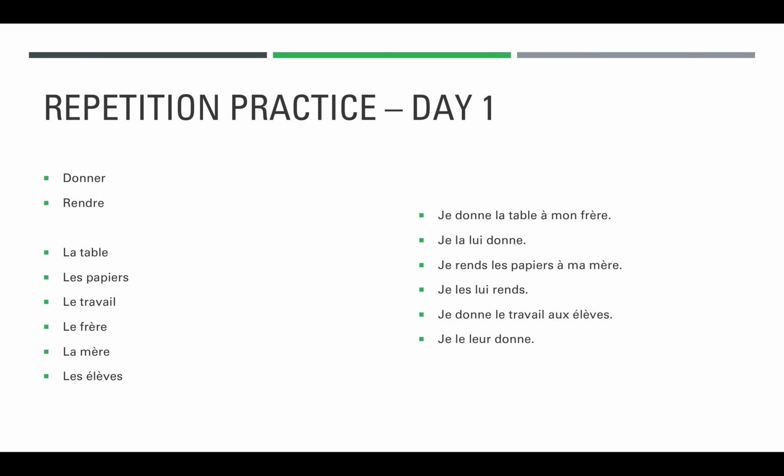I have picked verbs that you already know. Donner, to give, rendre, to give back. And then we've got real simple vocab that you know. La table, les papiers, le travail, le frère, la mère, les élèves. Making sure you're using that definite article. So, je donne la table à mon frère is what you would start with. Je la lui donne. Je rends les papiers à ma mère. Je les lui rends. Je donne le travail aux élèves. Je le leur donne.